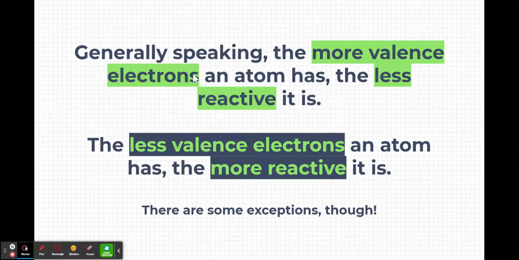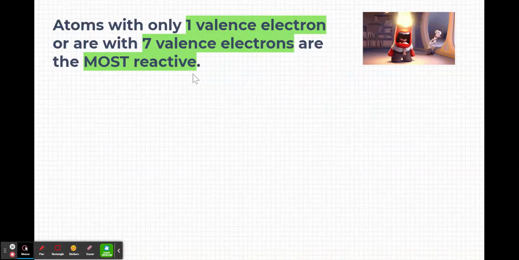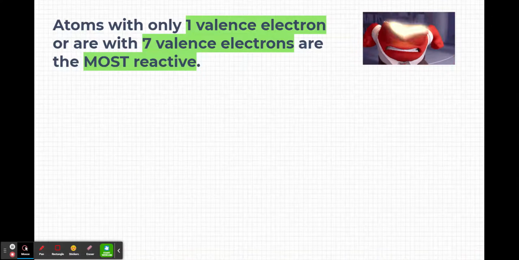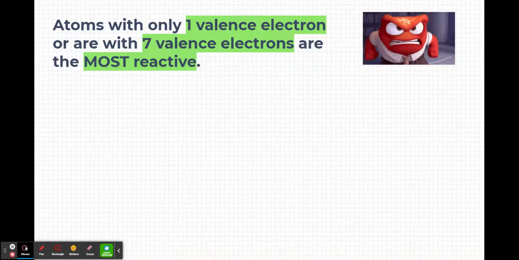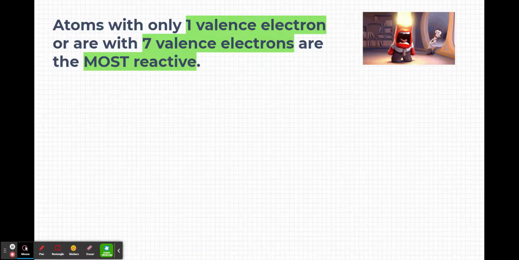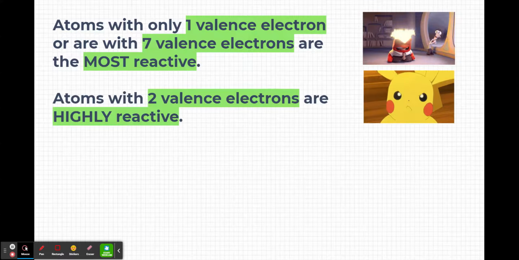Now, generally speaking, the more valence electrons an atom has, the less reactive it is, and the fewer valence electrons an atom has, the more reactive it is. There are some exceptions, though, as there are to everything. So our first thing that we're going to look at is that atoms with only 1 valence electron or with 7 valence electrons are the most reactive. So atoms with 1 valence or 7 valence electrons are most reactive.